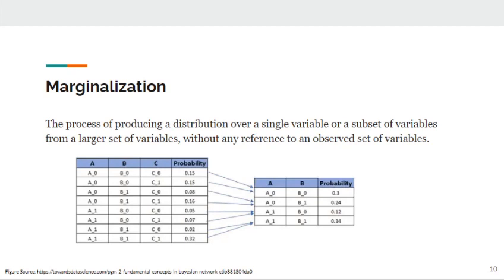Marginalization. The process of producing a distribution over a single variable or a subset of variables from a larger set of variables without any reference to an observed set of variables. Marginalization is a method that requires summing over the possible values of one variable to determine the marginal contribution of another. Bayesian marginalization can particularly improve the accuracy and calibration of modern deep neural networks, which are typically underspecified by the data and can represent many compelling but different solutions.